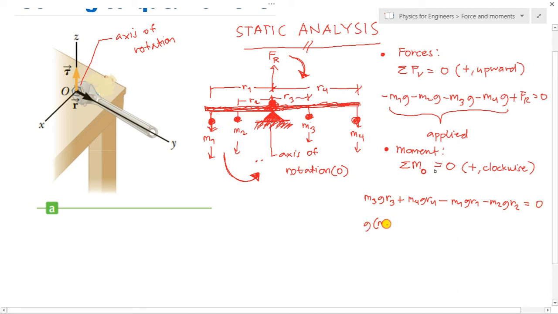Or you can factor out g. So you have g times m3 r3 plus m4 r4 minus m1 r1 plus m2 r2 is equal to 0. Actually, you can multiply both sides by 1 over g so the g disappears. So that is m3 r3 plus m4 r4 minus m1 r1, then minus m2 r2 is equal to 0. This is now the resulting formula for your summation of moments.